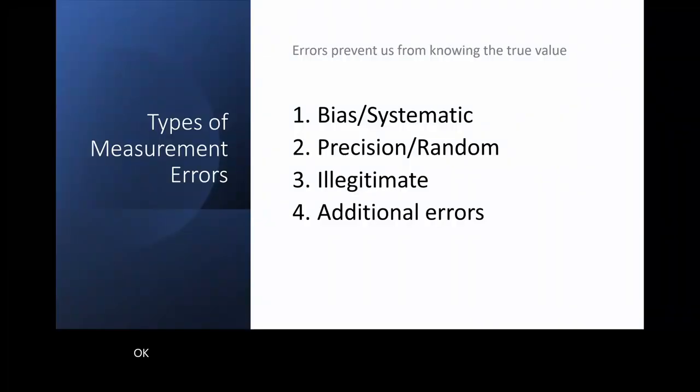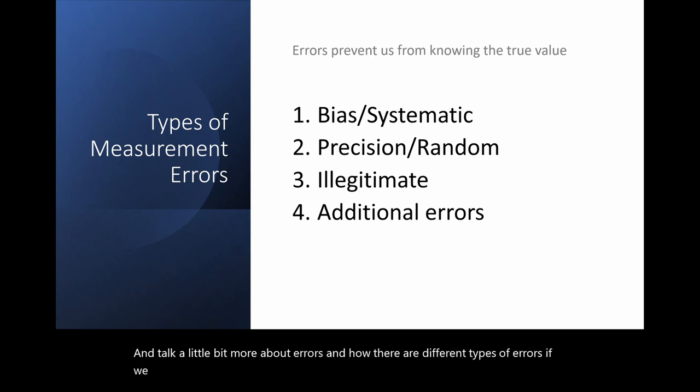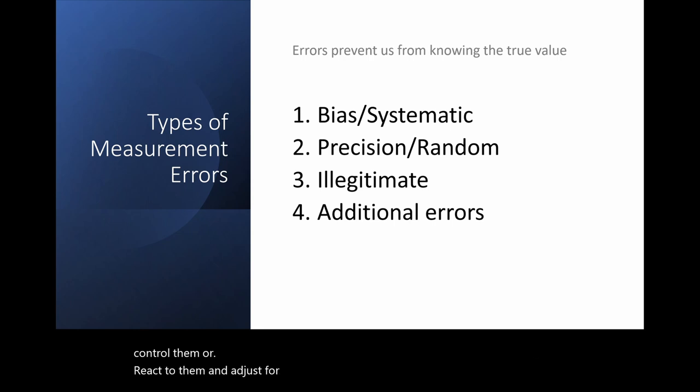Okay, we're going to pick up where we left off and talk a little bit more about errors and how there are different types of errors. If we understand where these different errors are coming from, then we can either control them or react to them and adjust for them, or at least quantify them. And so it's very important for us to think through what the cause of the error is, identify it, and then quantify it.